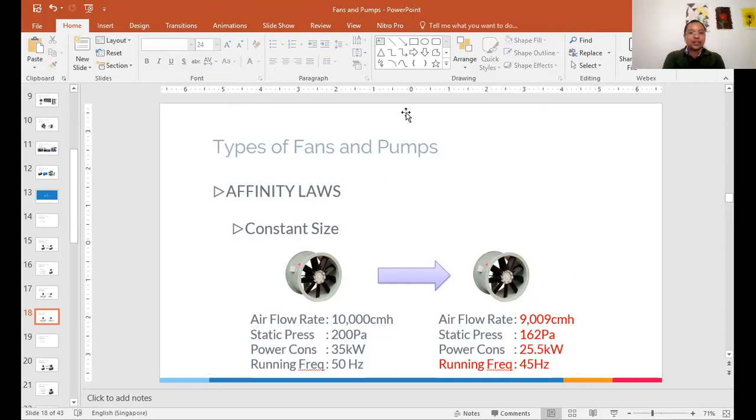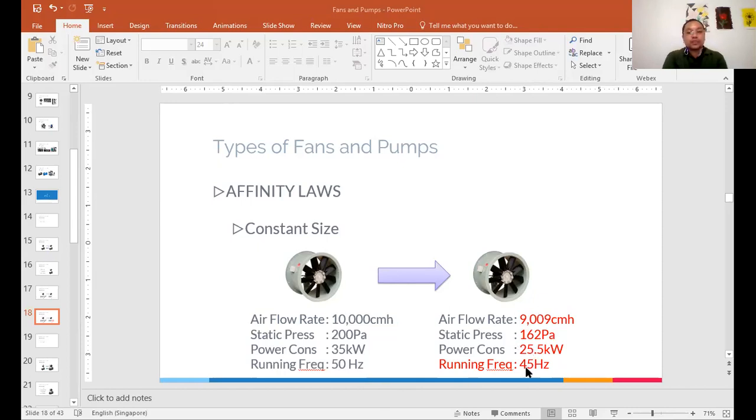You guys are awesome. You guys are great. So that's how the affinity law works, no? It doesn't work only on fans, but it's the same principle. It works the same sa pumps. So if your size are constant and you change your frequency, this will be the new performance parameters of your fan.